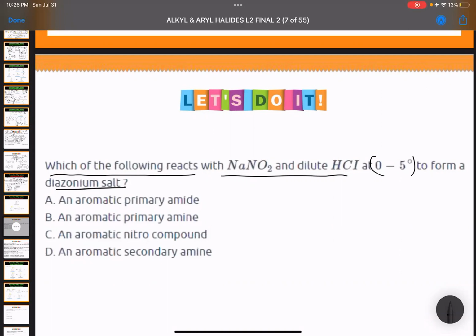Option B. Yeah, option B, aromatic primary amine. It is created from aniline, PhNH2, which is a 1 degree amine because nitrogen is connected to only one carbon. So it is a primary amine, and it is aromatic because this benzene is aromatic. The phenyl group is aromatic. Yeah, correct. It is not from nitro. A secondary amine can't give it because the nitrogen is connected to 2 carbons. It can't form N2 plus. And the amide also can't form N2 plus. Correct.